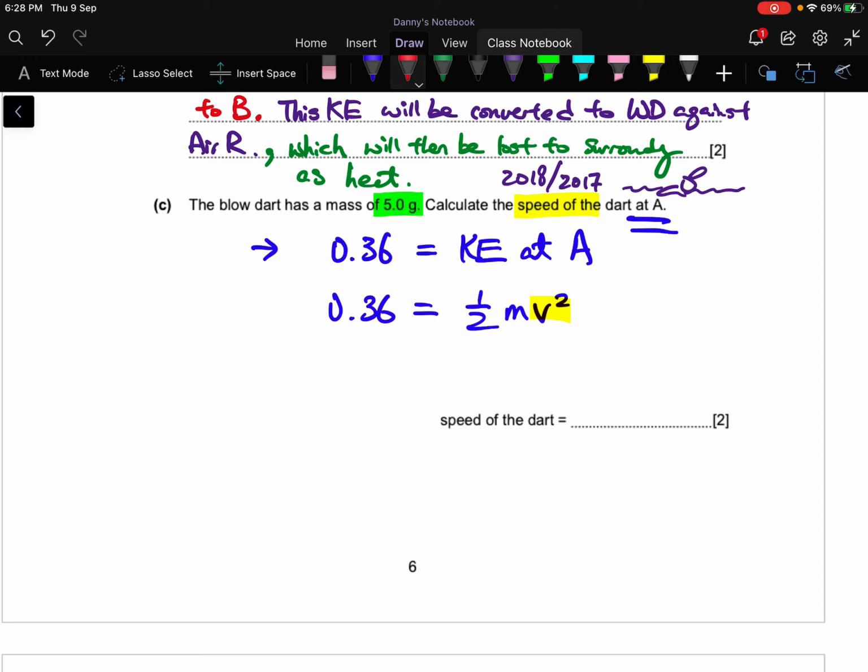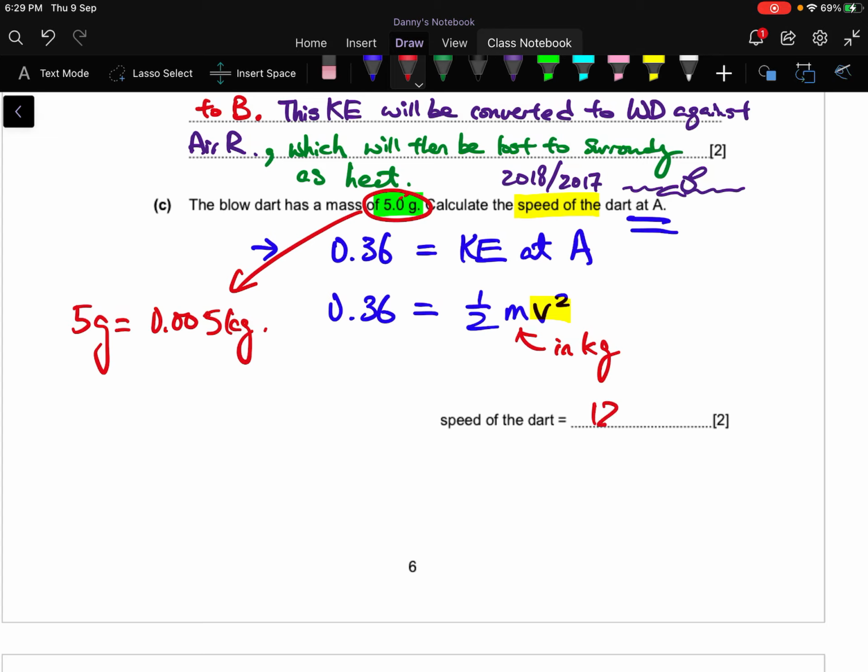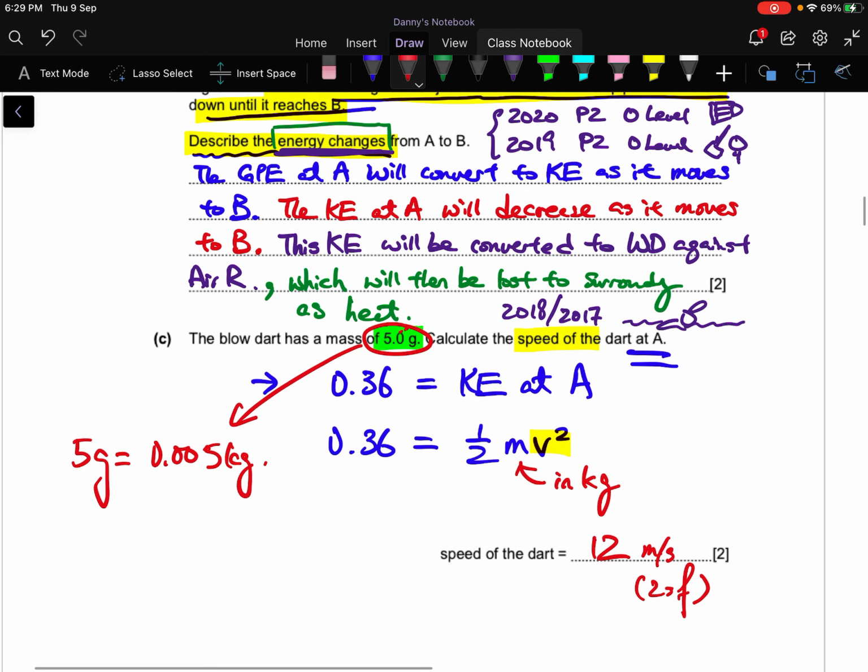But a majority of you forget that when you want to use a formula, you have to give me the SI unit. So this has to be in kg, and if you still do not know, 5 gram is actually 0.005 kg. So if you substitute that in and you work it out, you should be able to get the answer 12 meter per second, and remember 2 SF.